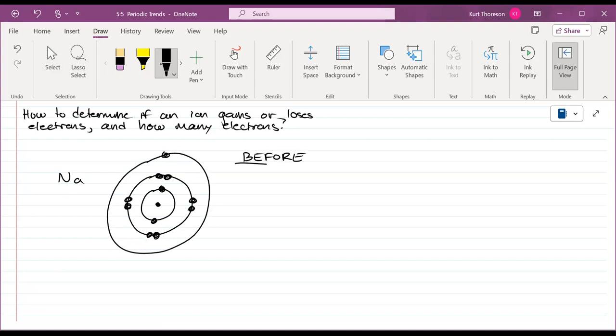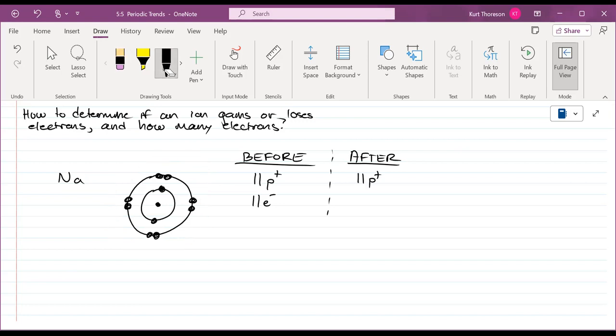Before, how many protons does sodium have? 11. How many does it have after? Or excuse me, before. How many electrons does it have before? 11. Cool. Now let's go to after. How many protons does sodium have after this change? 11 protons, Madeline. How many electrons does it have after?